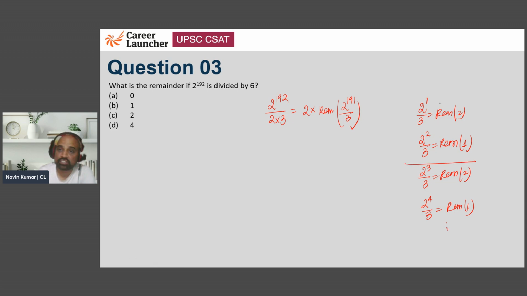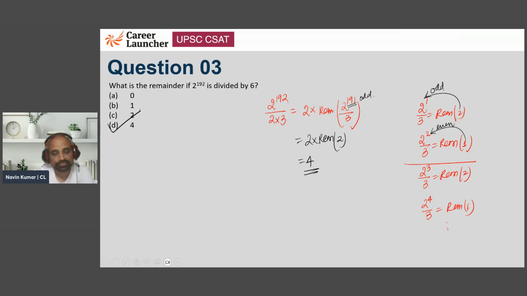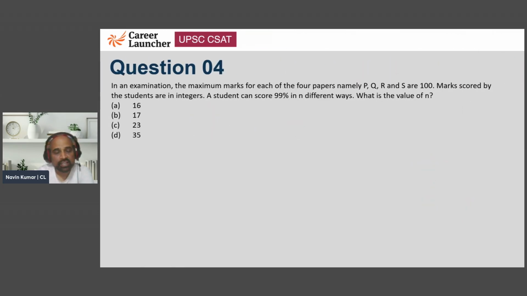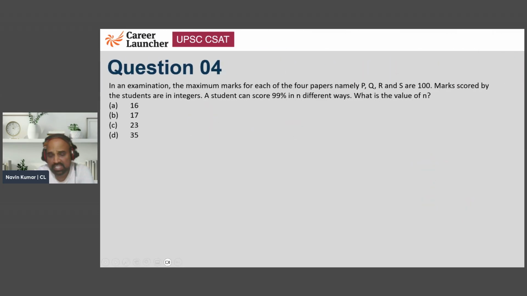So we see the pattern that it is either 2 or 1. When do we get the remainder as 2? When the power is odd. When do we get 1? When the power is even. Since the power is odd here, we will get the remainder from here as 2. So our final remainder is going to be 4. So option D.